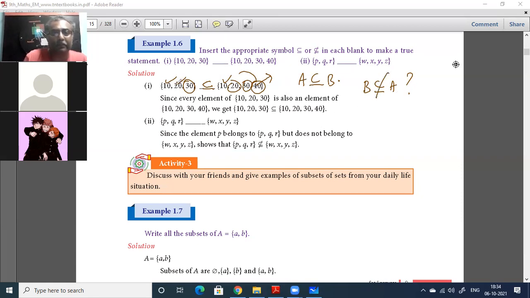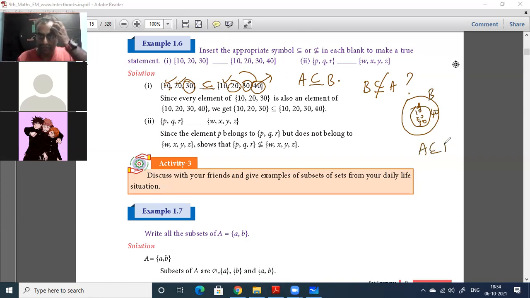They ask the question, A is a subset of B. Yes, every element in A is in B. Okay, see, it's like that. 10, 20, 30 are there. 40 is outside. This is A, this is B. So A is inside B. So A is a subset of B.